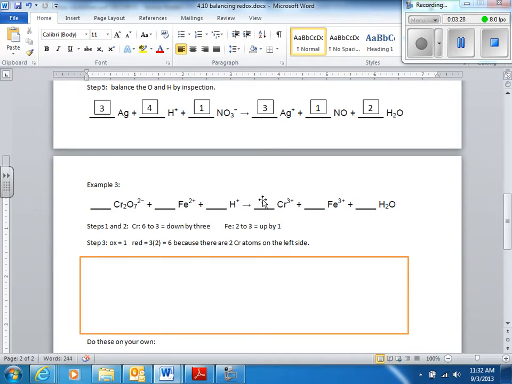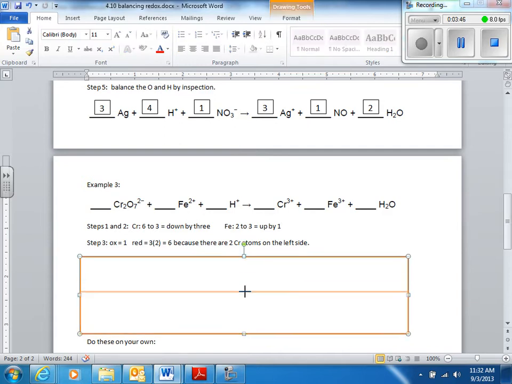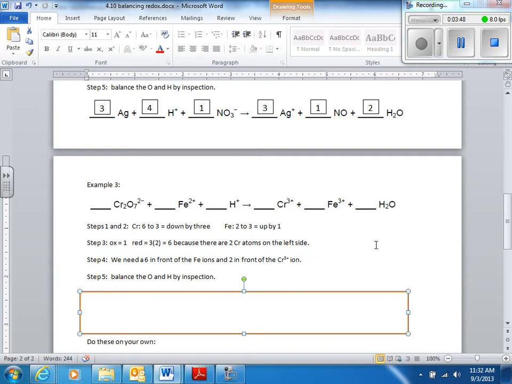A 2 in front of this chromium. And the reason why we need the 6's here is because each chromium changes by 3, but I have 2 of them, so the total there is 6. So I need a total of 6 here. There was only 1. 1 times 6 is 6. And we balance the rest by inspection. So you should be able to pause and do that, and here are your answers.